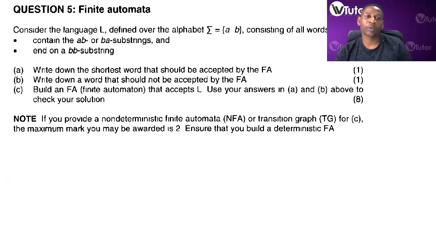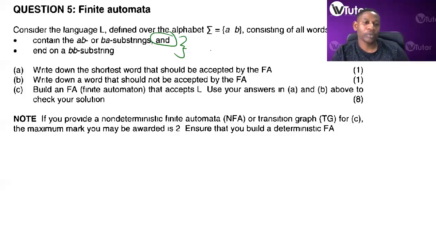They're saying, consider the language L defined over the alphabet {A, B} consisting of all words that contain the AB or BA substring and end with a BB. So both of these conditions need to be satisfied because there is an "and". Part A, write down the shortest word that should be accepted by this finite automata.